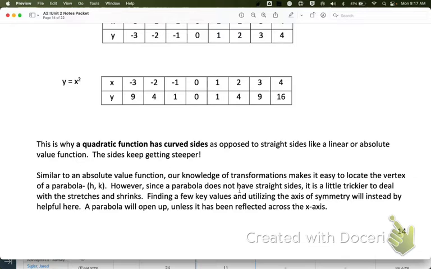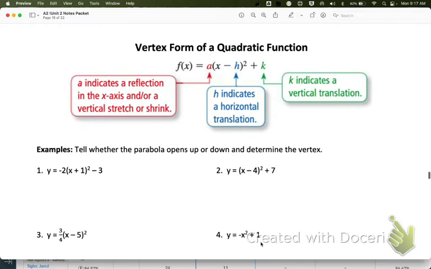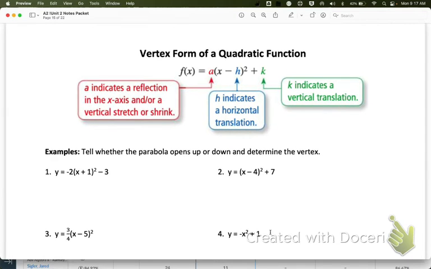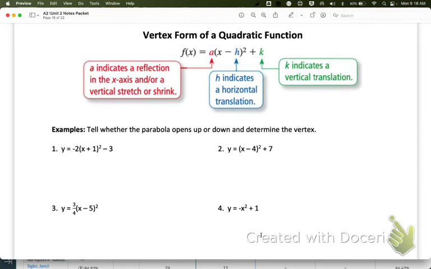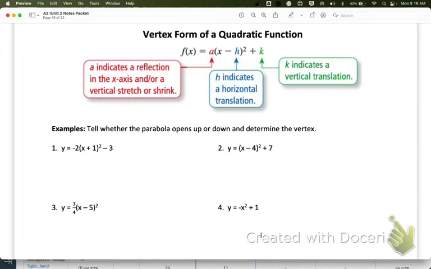So the value of a will give us the stretches and shrinks, but it'll also, just like with absolute value, tell us whether it opens up or down, because that'll tell us if it's been reflected across the x-axis. So we're going to talk about several forms of the equation of a quadratic function. But the first one is vertex form, and this is the one that indicates the transformations that have been done. So we have f of x equals a times (x minus h) squared plus k. So h and k tell us our horizontal and vertical translations, and a is going to tell us a reflection if it's negative, and it's going to tell us a stretch or shrink.